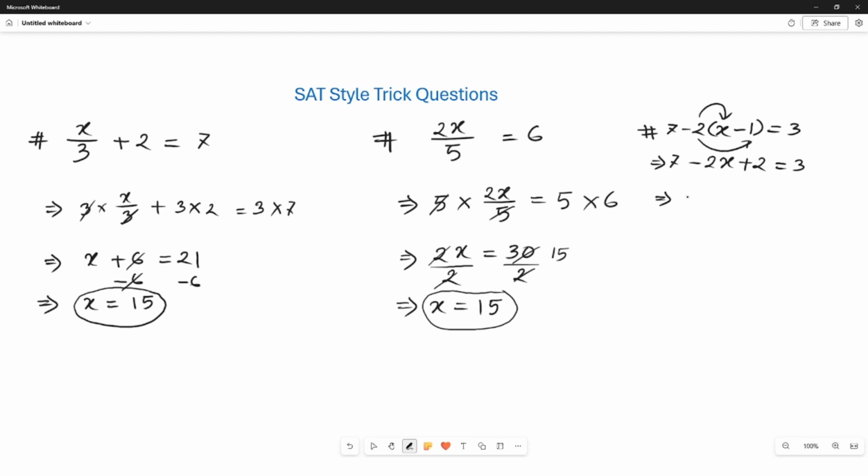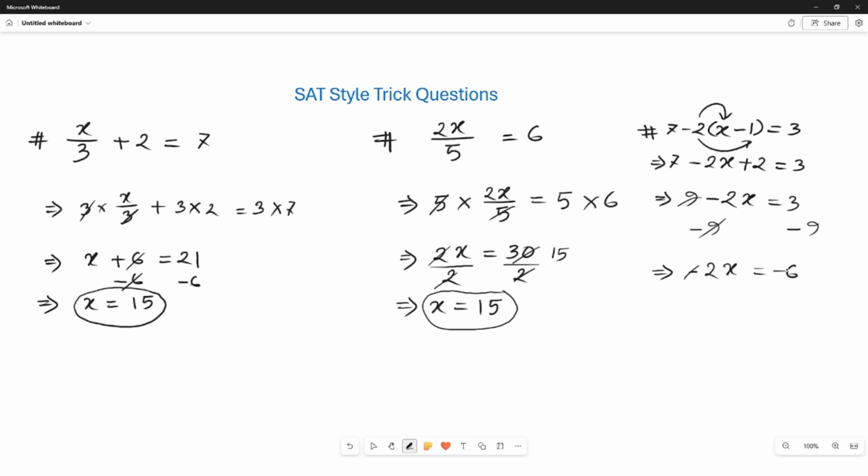Now let's combine 7 with 2. 7 plus 2 means 9. So 9 minus 2x equals 3. Now let's subtract 9 from both sides. Now we can cancel out these 9's. So we'll get minus 2x. And on the right side, if we subtract 9 from 3, we'll get negative 6.